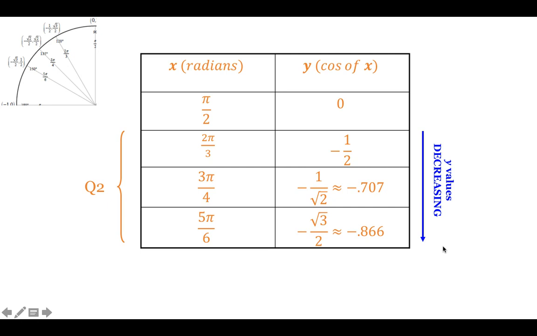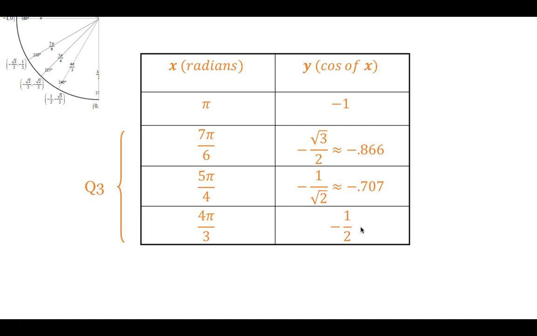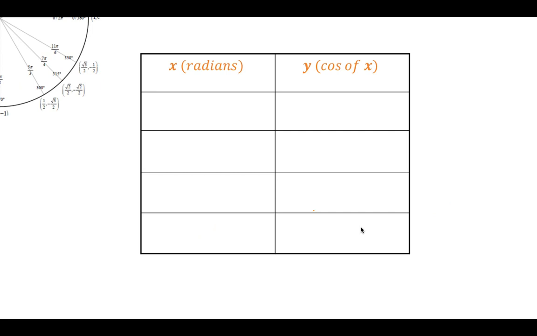What's going to happen in quadrant 3? Pi is my boundary angle. Will be 7 pi over 6, 5 pi over 4, and 4 pi over 3. So when we get to pi, your cosine value is negative 1. So we went from 1 all the way to negative 1. And now what are we going to do? Oh, we got bigger. It got bigger again, right? So now it's increasing, right? We're still in the negatives. We haven't even gotten to 0. But we know we get to 0 on the next boundary. So these y values are increasing. So I decreased in quadrant 1 and 2, and I'm increasing in quadrant 3.